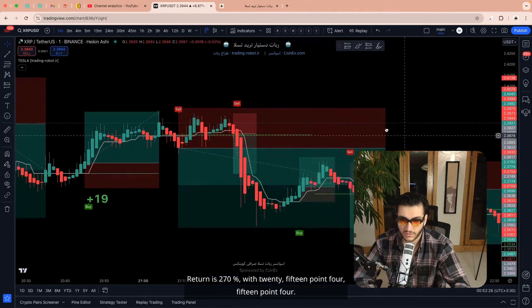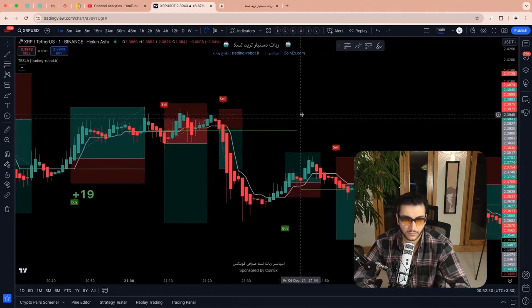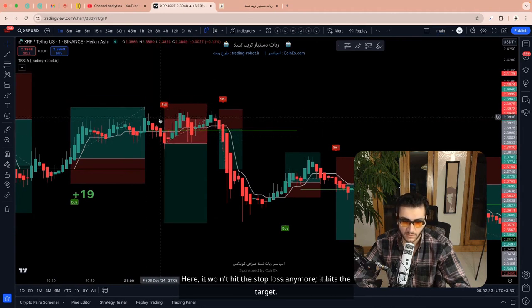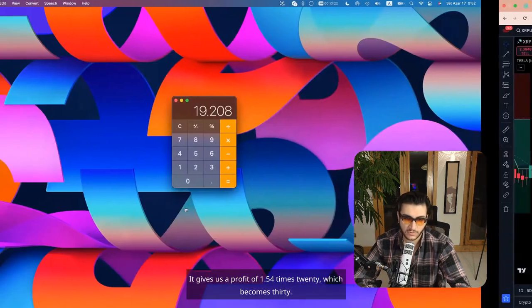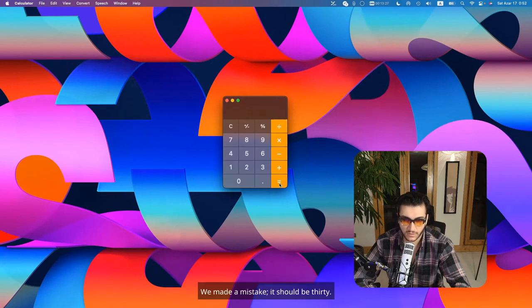Return is 270% with 20, 15.4, 15.4. We enter on the close of the candle, and the previous stop losses are set. Here, it won't hit the stop loss anymore. It hits the target. It gives us a profit of 1.54 times 20, which becomes 30. We might have even hit a little less than that, but we need to adjust the fees as well. We made a mistake. It should be 30.